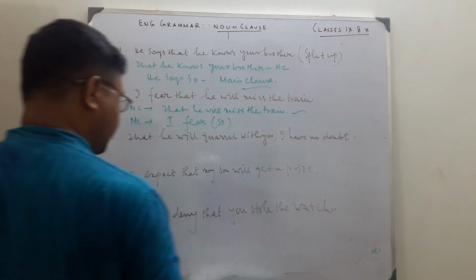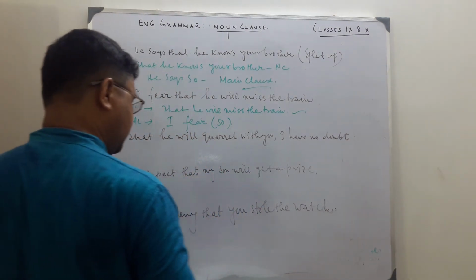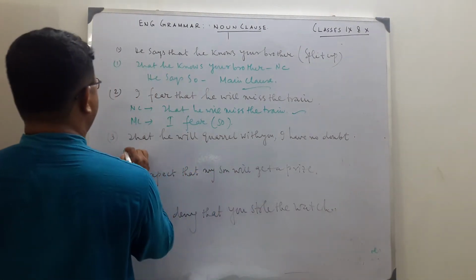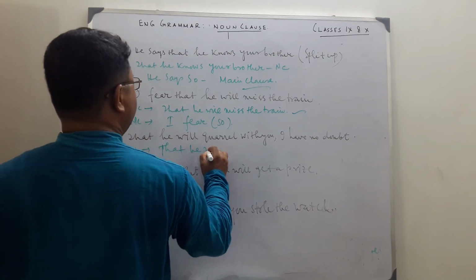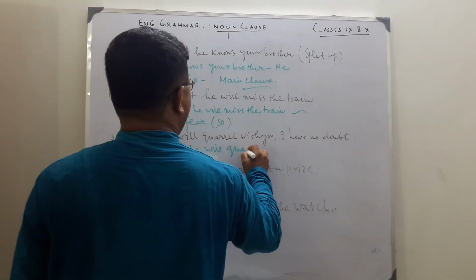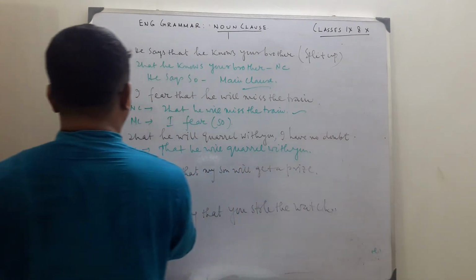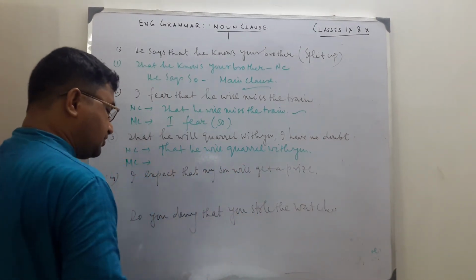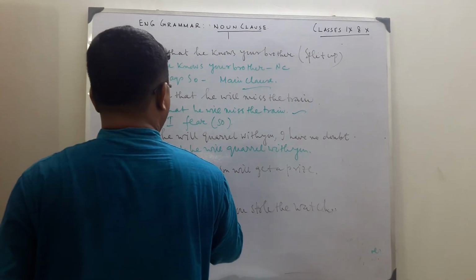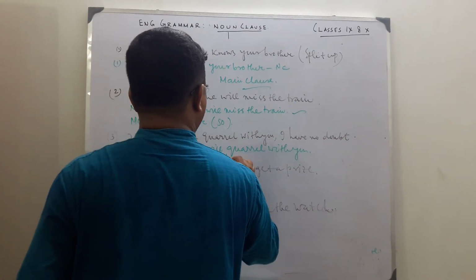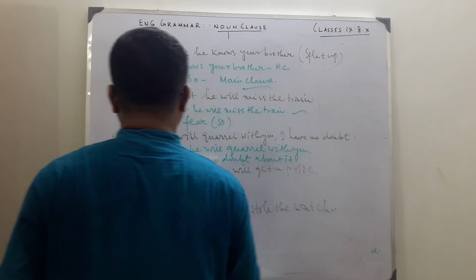That he will quarrel with you, I have no doubt. So here the noun clause is that he will quarrel with you, and the main clause is I have no doubt about it.